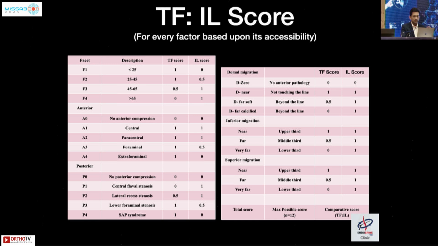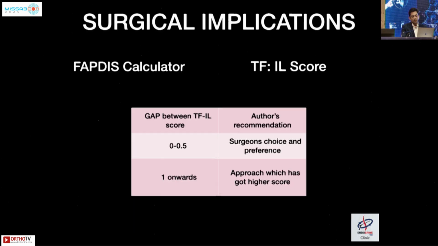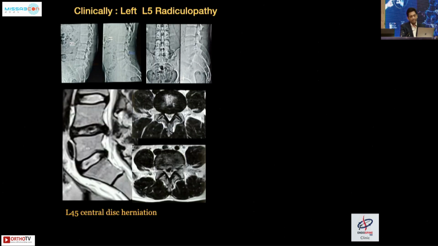After classifying all the factors, we should calculate the transforaminal and interlaminar scores. Based on the scoring, if the difference between the two scores is 0 to 0.5, then it's the surgeon's choice whether to go for a transforaminal or interlaminar approach. If the difference is more than 1, then the approach will be decided by the higher score. So let's see a few cases.